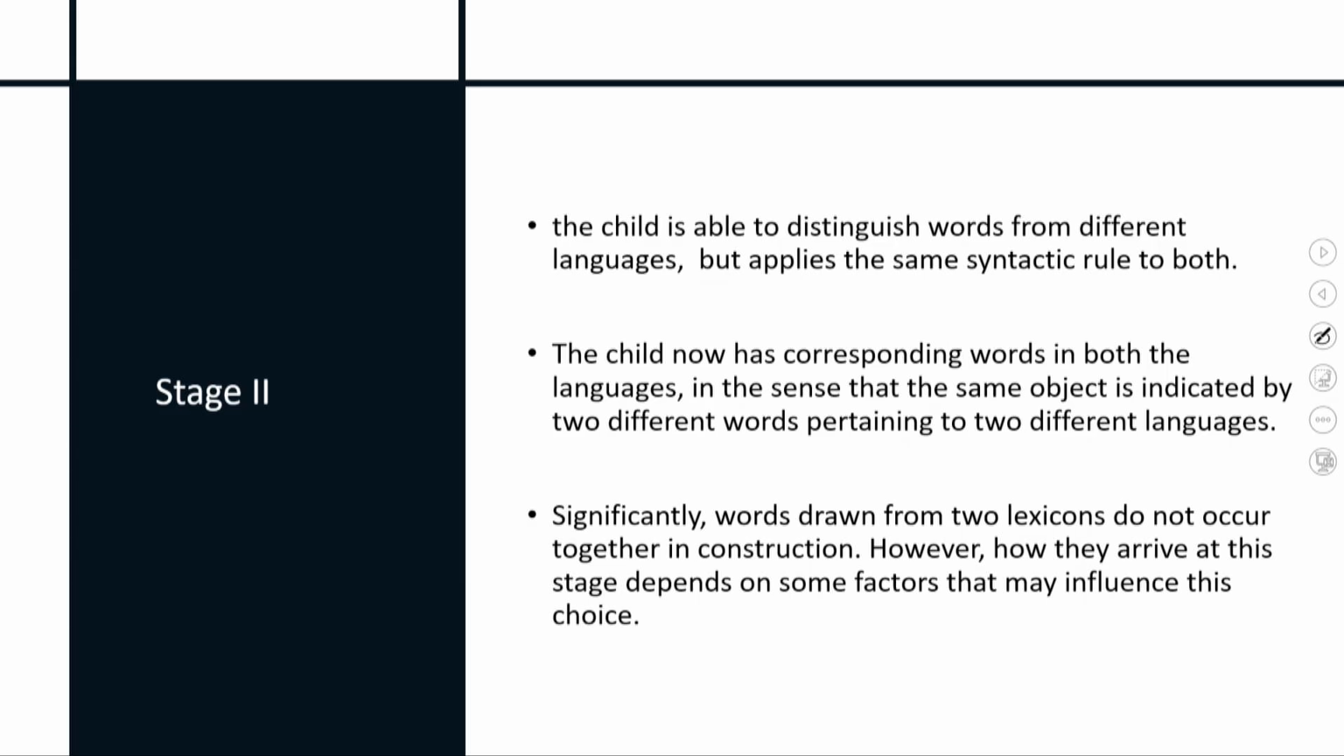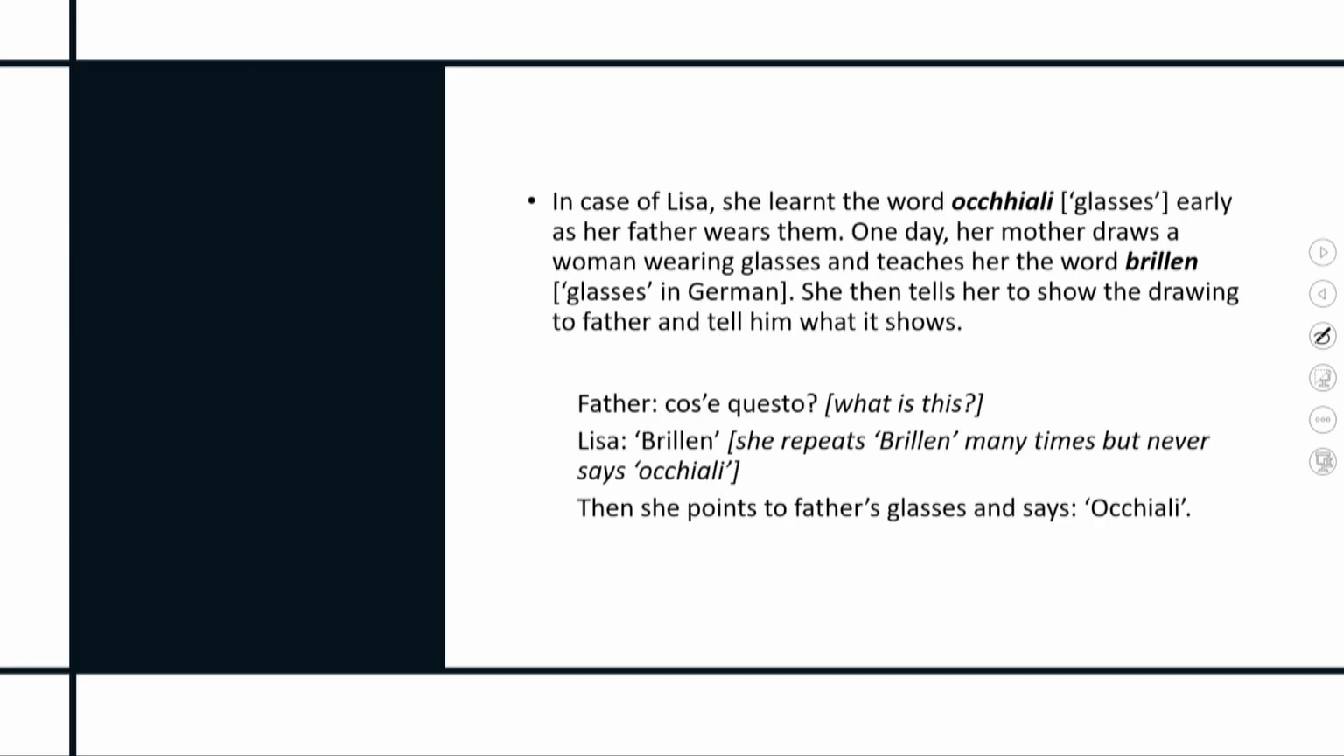So, the child now has corresponding words in both languages, in the sense that the same object can be indicated by two different words. That bit has been taken care of pertaining to two different languages. Significantly, words drawn from two lexicons do not occur together in a construction. However, how they arrive at this stage depends on some factors that may influence this choice, which is of course language specific, person specific, child specific, but this is how it apparently happens.